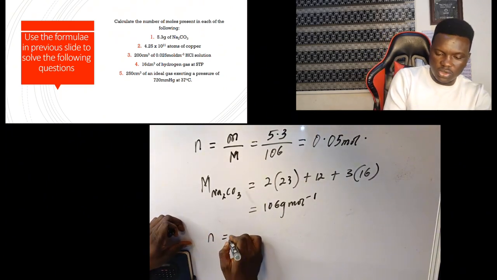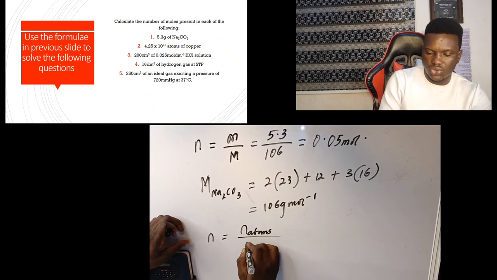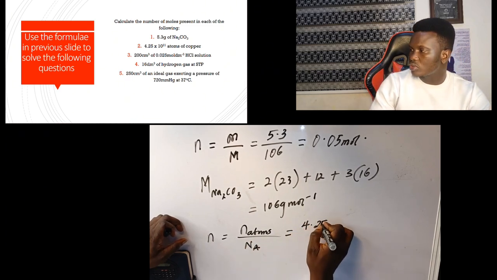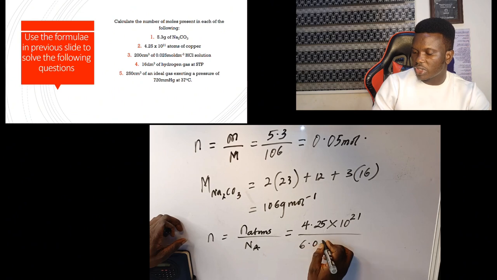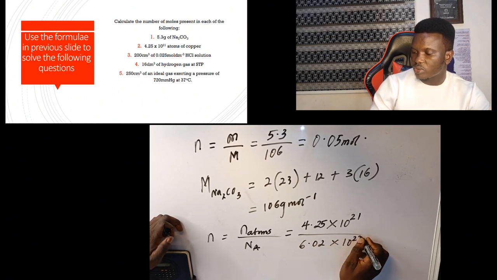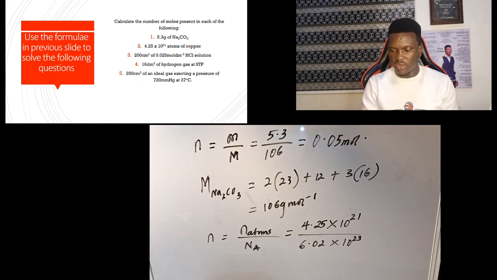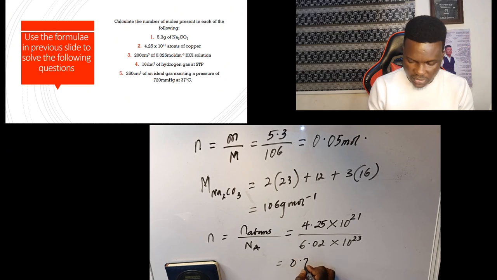So number of moles is going to be number of atoms, which is number of particles, over Avogadro's constant. And the number of atoms is 4.25 times 10 raised to the power 21 over 6.02 times 10 raised to the power 23. So let's calculate. That's going to be 4.25 divided by 6.02, and that's 0.7.